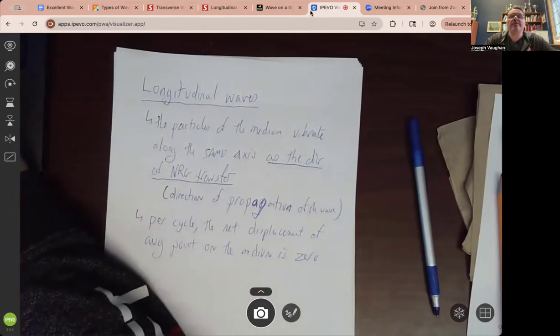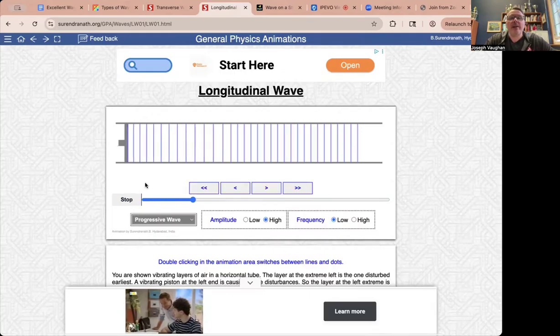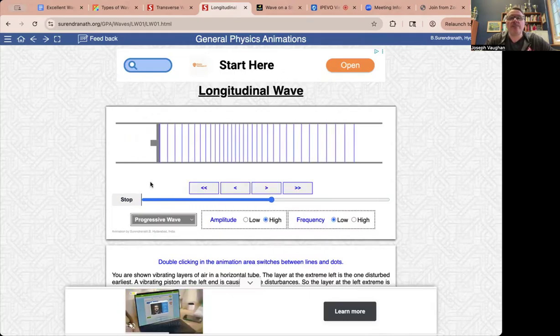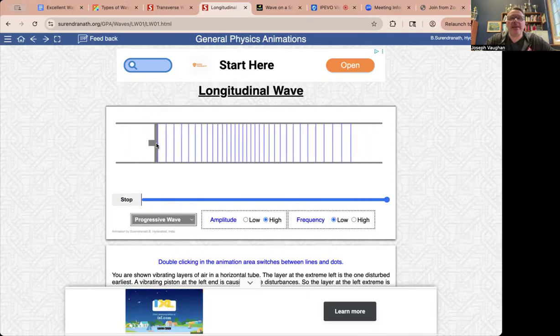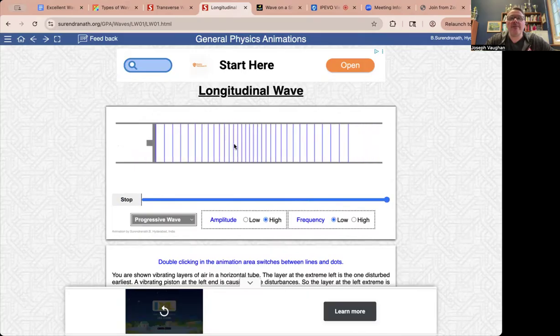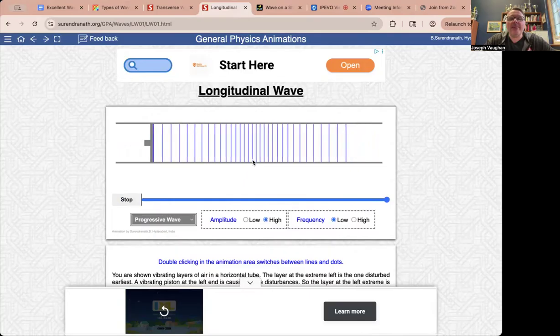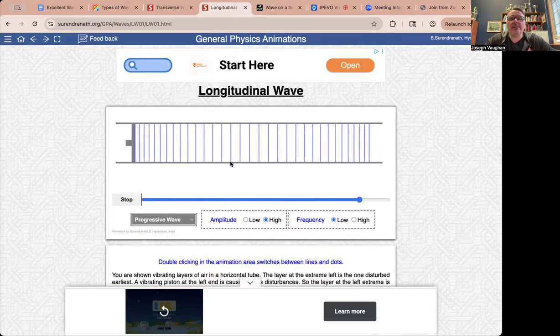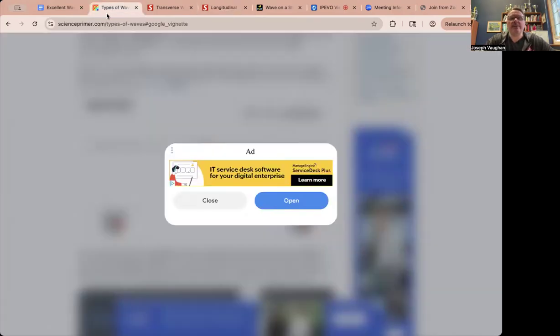So I'm going to show that in a different way. Here we go. I've got my longitudinal wave here, right? And so you can kind of see this thing is making little compressions, and the compression is traveling down like that, right? But if I were to look at any given one of these lines, they just move back and forth.